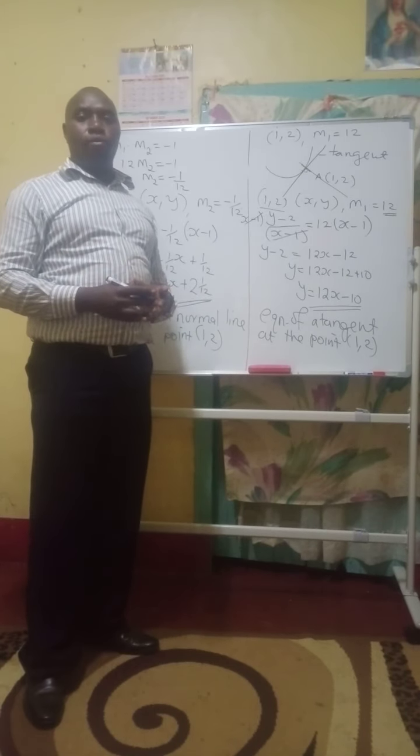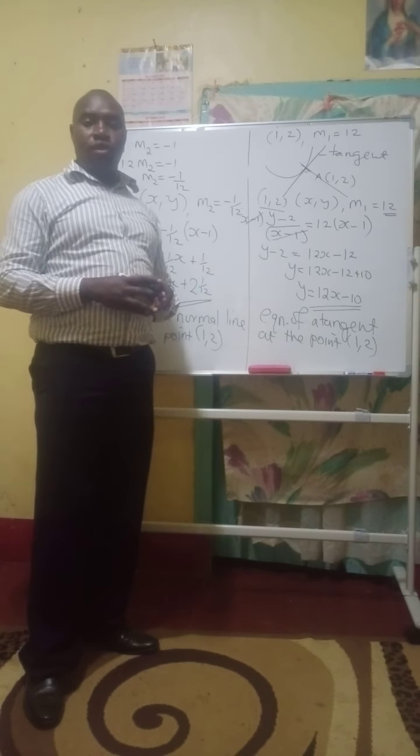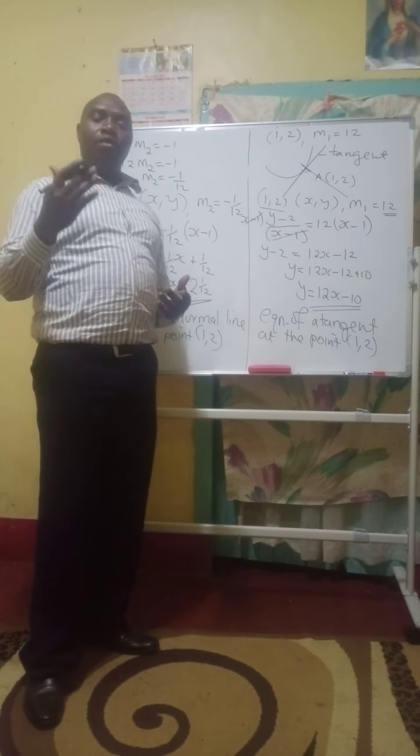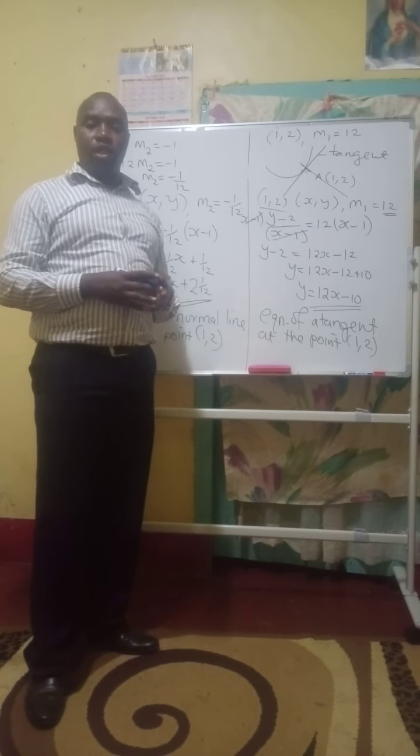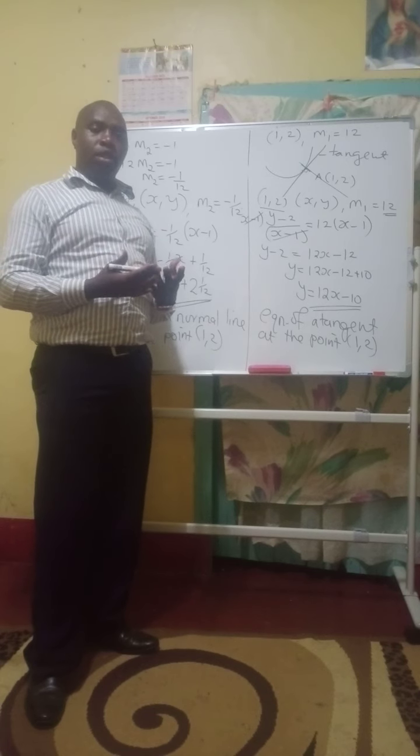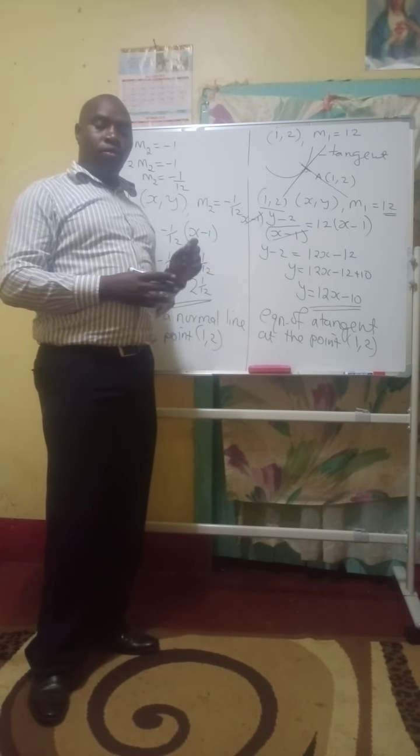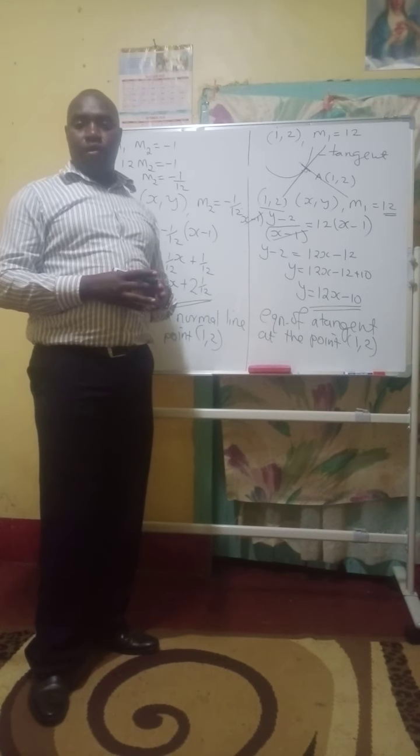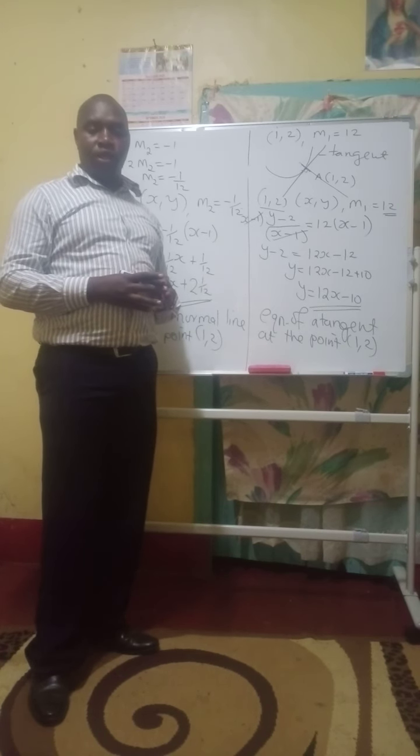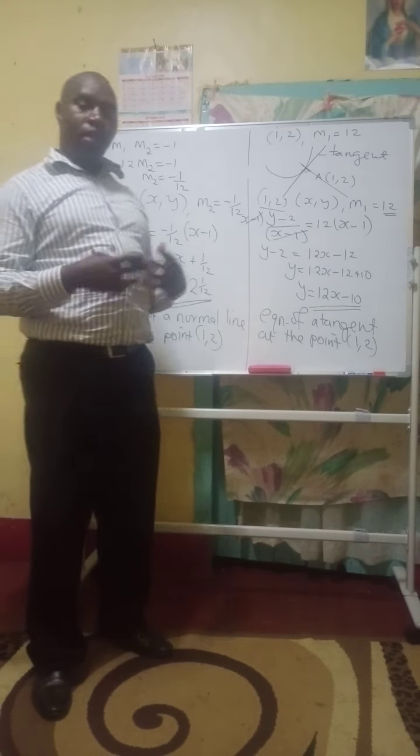So we've looked at a number of concepts. We've started with the gradient function, how we can determine the gradient of a curve at a particular point, how we can also determine the equation of a tangent at a particular point, and how we can use that equation of a tangent to determine the equation of a normal at the same point. These are fairly simple concepts, but they require a bit of practice.